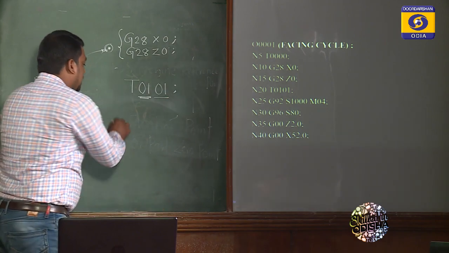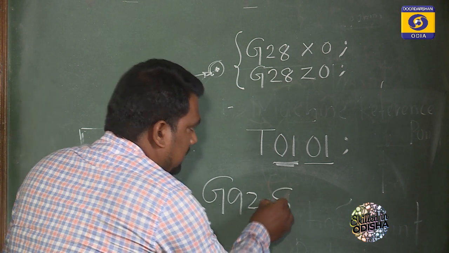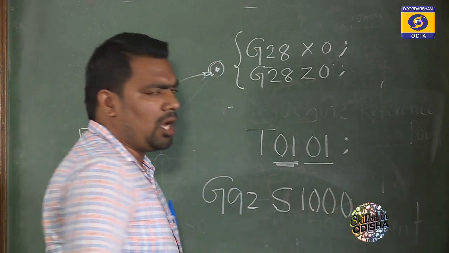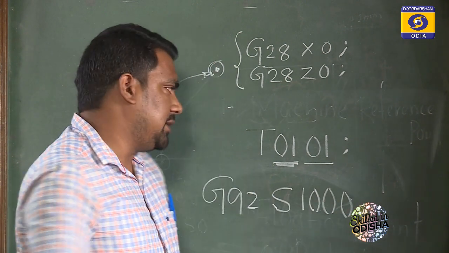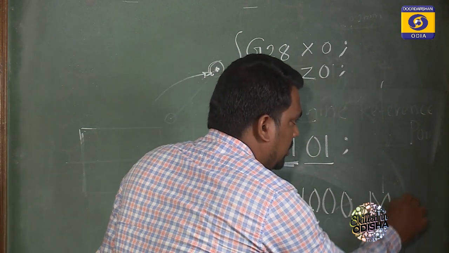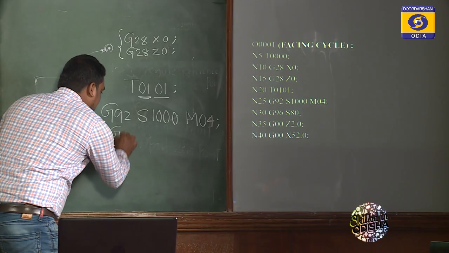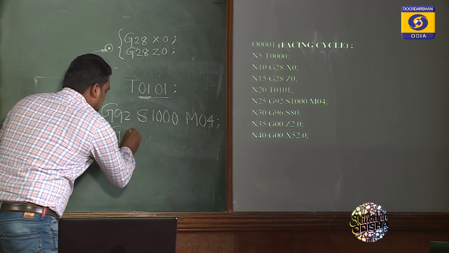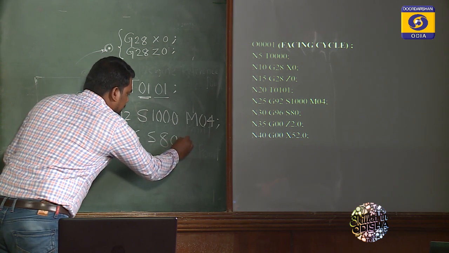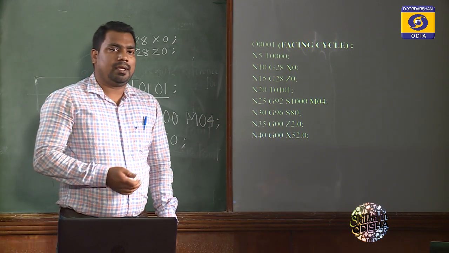So I have to write G92 S1000, or 2000, 3000, depending on the machine. I can specify the spindle speed, then M04. Then I write G96 S80. By these two blocks I define my spindle speed.